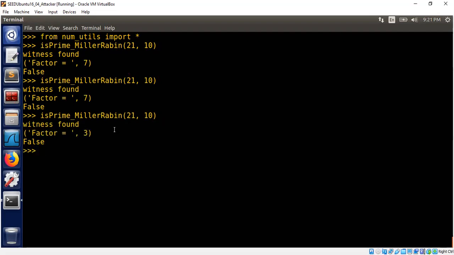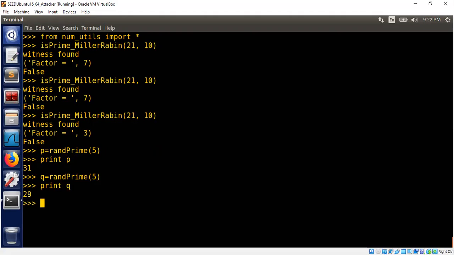3 is another factor. Okay, so there are cases where we find a factor. Let's try something more complicated. Say, let's generate some numbers. For example, let's create a random prime. Okay, a 5-bit random prime, just 5-bit. I'll show you what that is. Right, this is 5-bit, and let's generate another 5-bit prime.